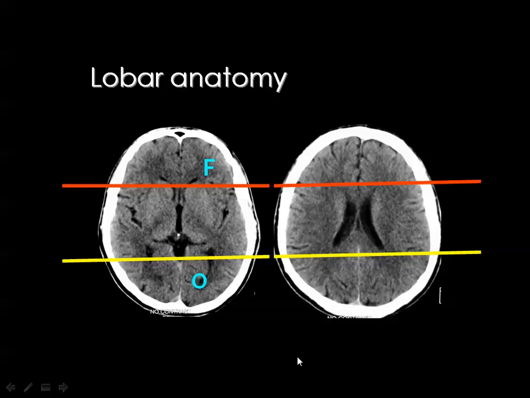How can you know that you are in the lower sections or in the higher sections? By the detection of the third ventricle. If the third ventricle is seen, you are in the lower sections and this is temporal.